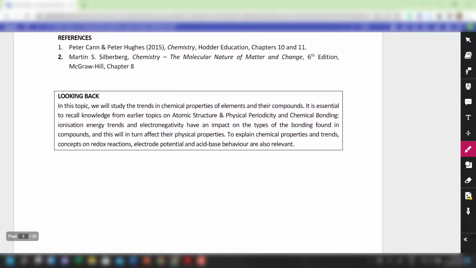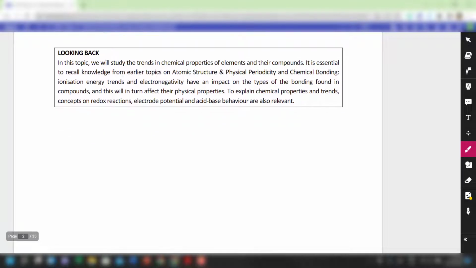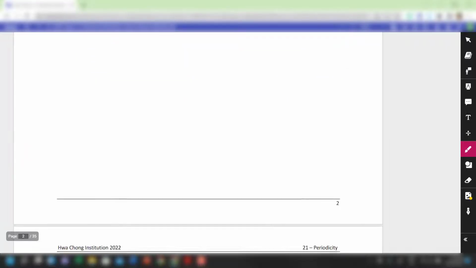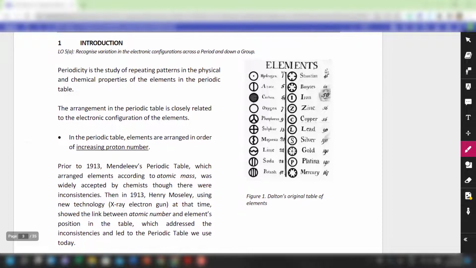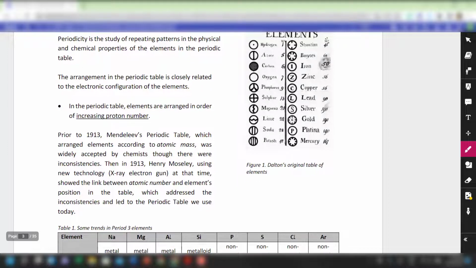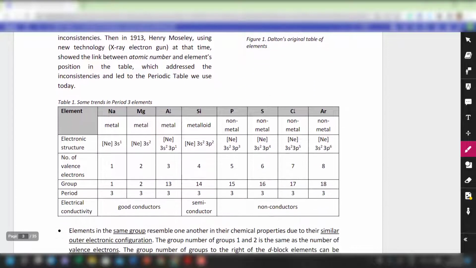Okay, and you notice that a lot of the ideas we covered in this particular topic will be using ideas, and especially physical chemistry ideas you have learned last year and this year. Okay, do take note of them. Okay, so without further ado, we'll move on to the introduction. I don't think I have much to talk about except by asking you guys to read through some of these things. Periodic table.